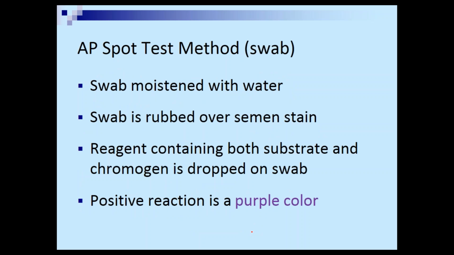Okay, how do you actually do this test? If you're looking at a semen stain on fabric, then just like the blood test, you would take a swab, moisten it with water, and rub it on the semen stain to get some of that acid phosphatase and other materials into the swab. Then you add your reagent, which, like I said, contains a substrate and the chromogen, on the swab, and you get a purple color change.